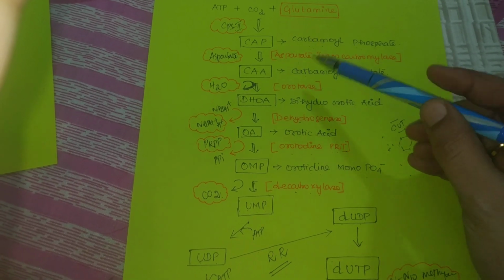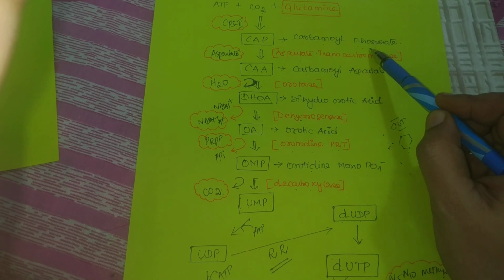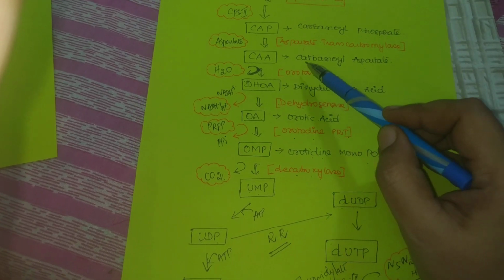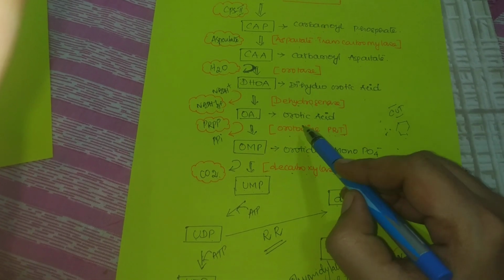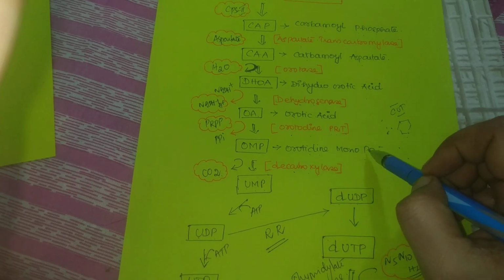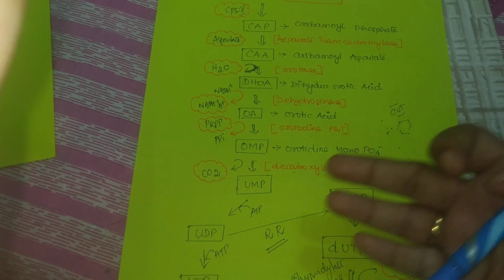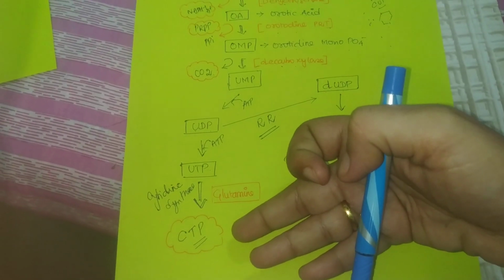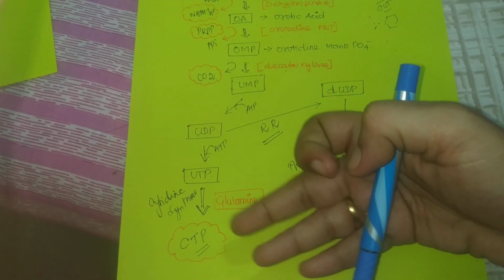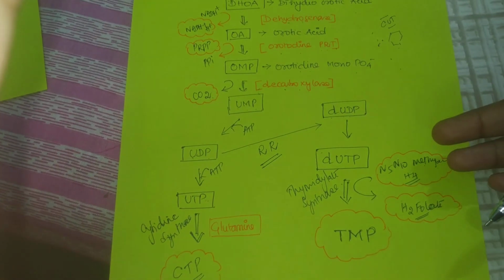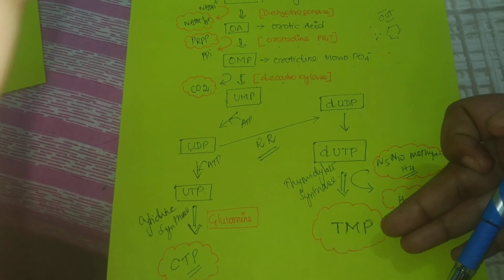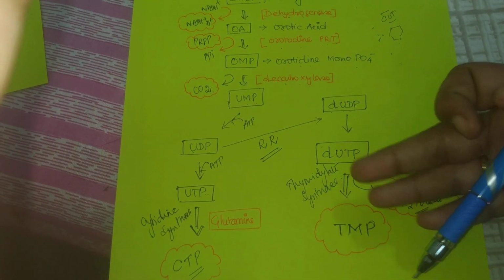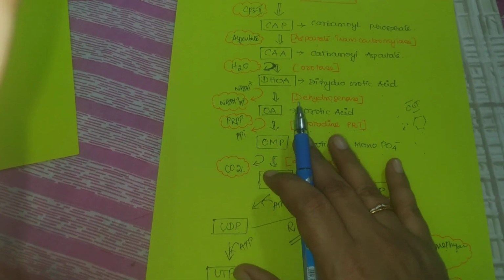The products formed: the first one is carbamoyl phosphate, then carbamoyl aspartate, then dihydroorotic acid, orotidine monophosphate. From orotidine monophosphate we get UMP and its corresponding phosphates. Then in the last step, cytidine triphosphate is synthesized in the presence of the enzyme cytidine synthase. And here we get thymidylate monophosphate in the presence of the enzyme thymidylate synthase. So this is pyrimidine synthesis.